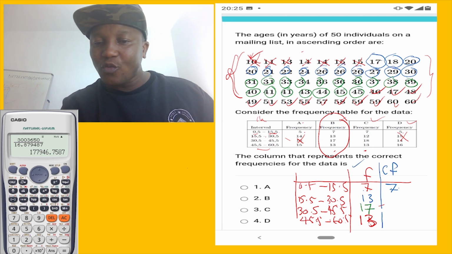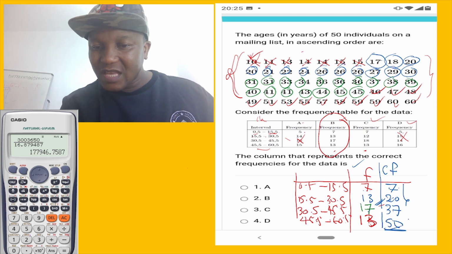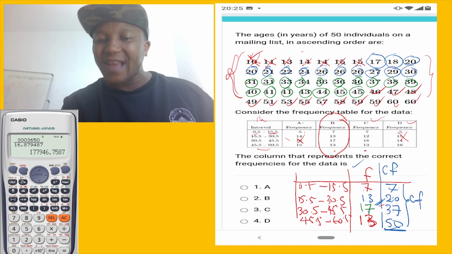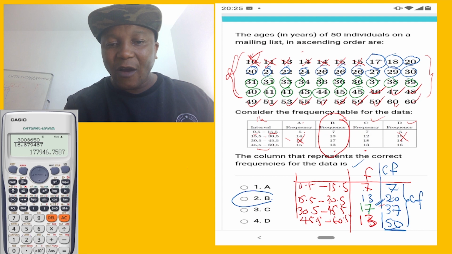Now, you write your 7, then you add this. 7 plus 13 equal to 20. 20 plus 17 equal to 37, and 37 plus 13 is going to be equal to 50. These we call cumulative frequency, but it's not part of the question. Okay? So now here in the options, it is going to be option B.